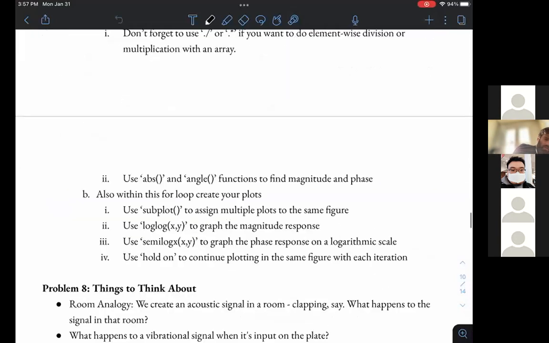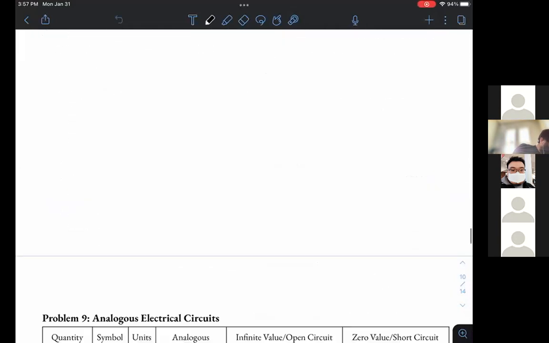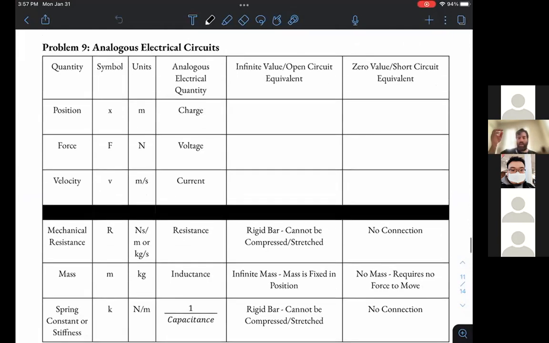Okay, is it working? Yeah, it's working. Okay, so here's a table of quantities that are important in spring systems and their analogous electrical quantity. Position is charge, force is voltage, velocity is current. You will see those swap sometimes, but I don't think in this class. Force is going to be voltage here, velocity is going to be current.